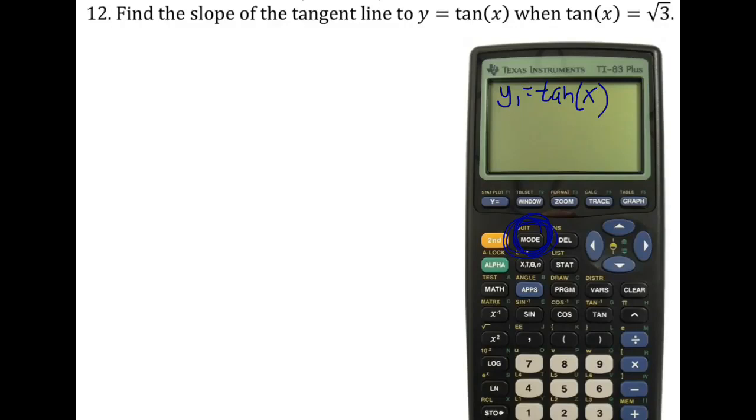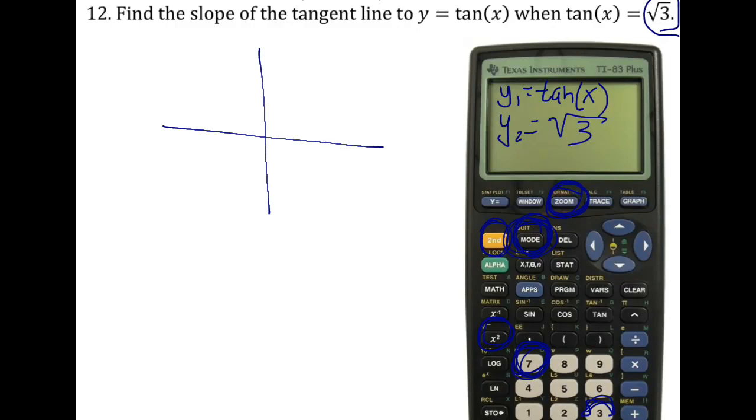So graph y1 equals tan x, and then if you don't remember your trig from last year, go ahead and graph the function square root of 3. So second, square root and then 3 to get the square root of 3 on there. And then I would advise you to do a zoom 7, which is a trig window.